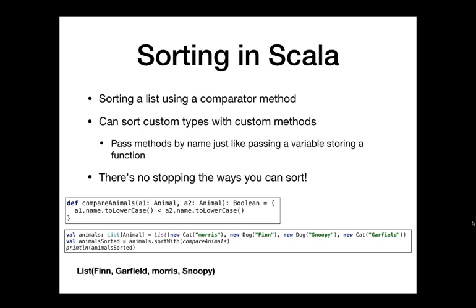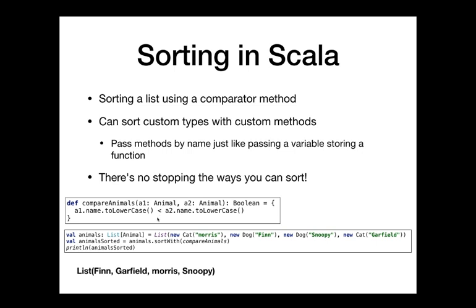And back to sorting, we only sorted ints so far, but what if we want to sort something else? Well, sort with just works. If we give this sort with a comparator, and in this case I'm even giving it a method, methods will work as functions. I'll give this a method, compare animals, takes two animals and returns a Boolean, and sorts them by their name, ignoring case.